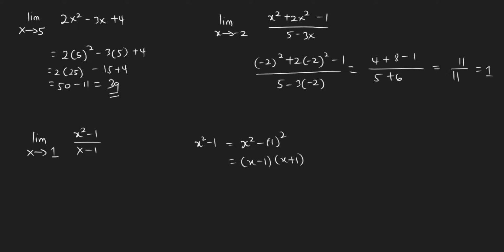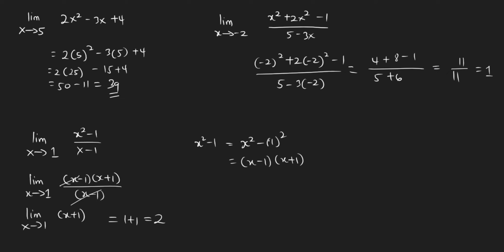Now let's substitute that into the function. You have the limit as x approaches 1 for the function x minus 1 times x plus 1, divided by x minus 1. At this point, we can cancel out the common term, x minus 1. We're going to have the limit as x approaches 1 for the function x plus 1. We can now try the direct substitution. We're going to have 1 plus 1 here, which will give us 2. That will be the limit of the function.